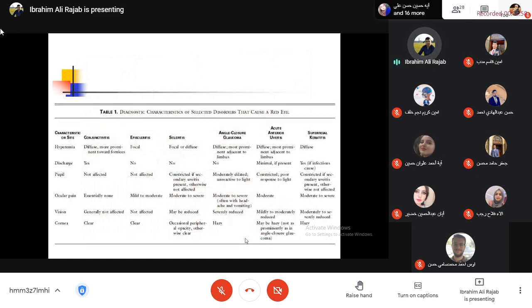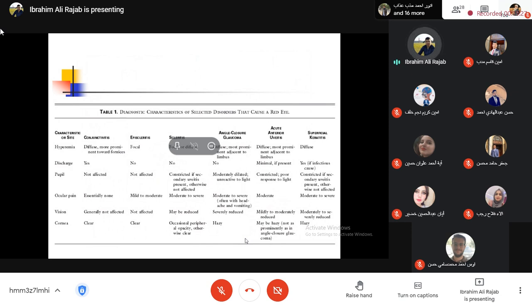This is a table, although it is somewhat confusing, but it gives us the major causes of red eye and the main criteria for each one. For example, patients with conjunctivitis have a red eye, which is prominent in the area of the fornix, and there is discharge, while the pupil is not affected.